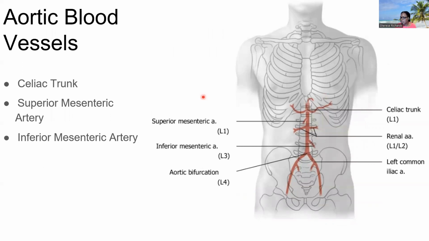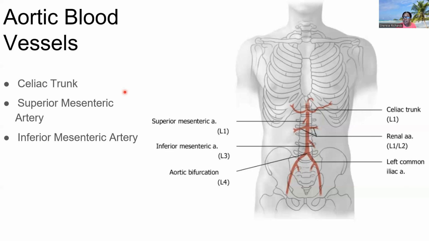Let's talk about some of the vessels, some of the blood supply. So we've talked about the organs, we've talked about the accessory organs, we've talked about the tract. Let's talk about the blood supply and the venous drainage of the various organs. So starting with the main branches from the aorta, right?